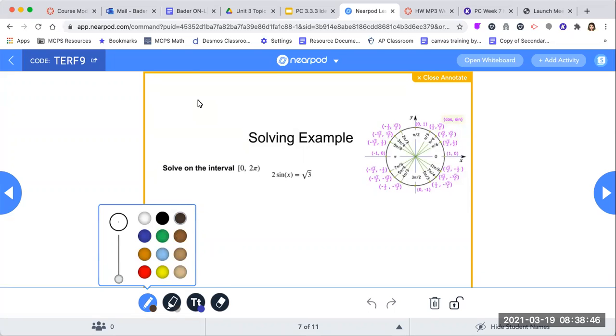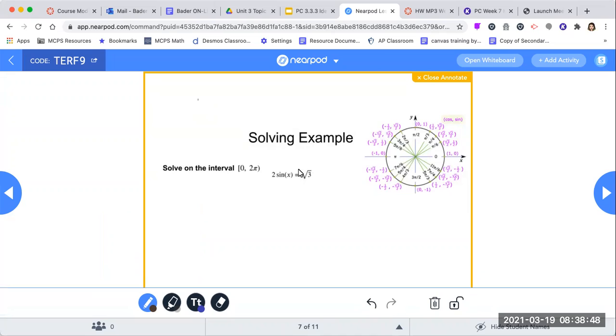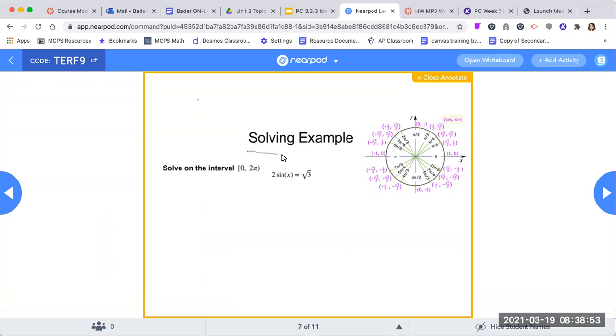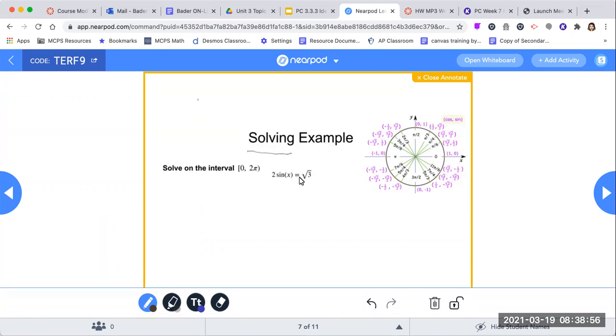This is a lesson about solving trig equations. So when you're solving, remember you want to isolate a variable. And often we're going to use inverse operations and our algebra skills to make that happen.